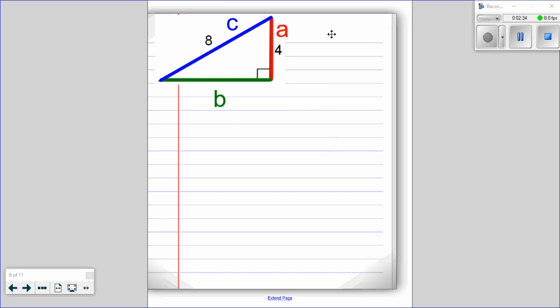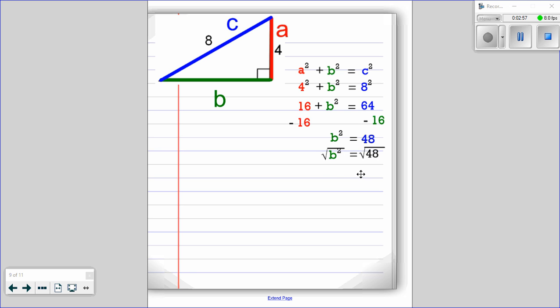All right, now we're going to write the Pythagorean theorem. A squared plus b squared equals c squared. We can substitute 4 for A and 8 for C. We do the math. We subtract 16 from both sides, and we're going to get b squared equal to 48. Take the square root of both sides, and b will equal about 6.9.